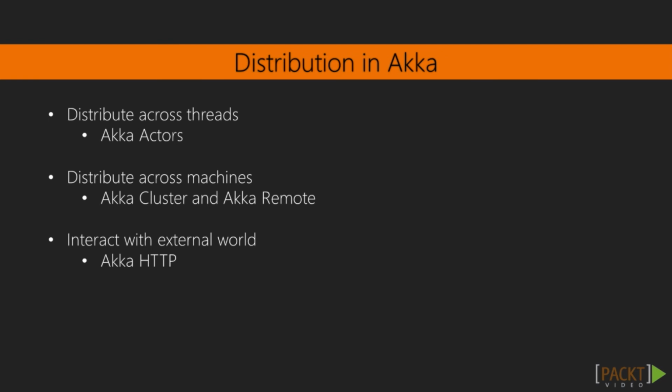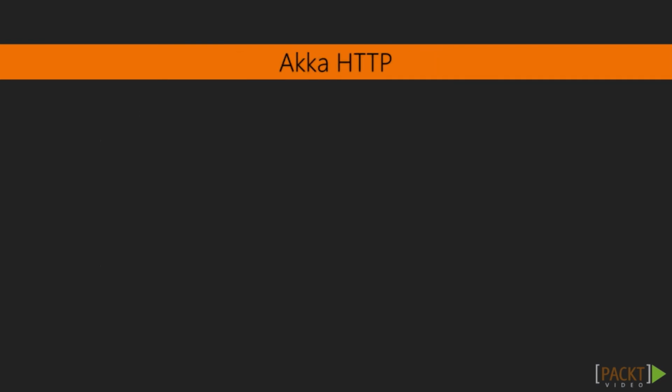It makes sense when you want to talk to the external world, you use HTTP module. Akka HTTP isn't a web framework. It's a toolkit for providing and consuming HTTP-based services. This means the main goal of Akka HTTP is to integrate your application with the external world.